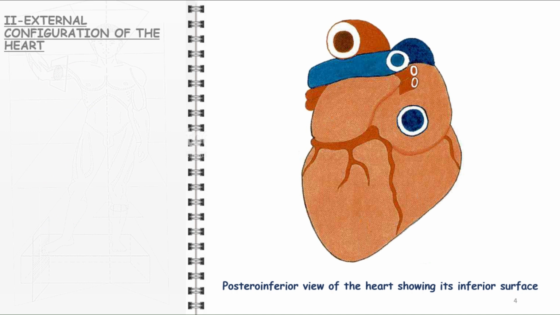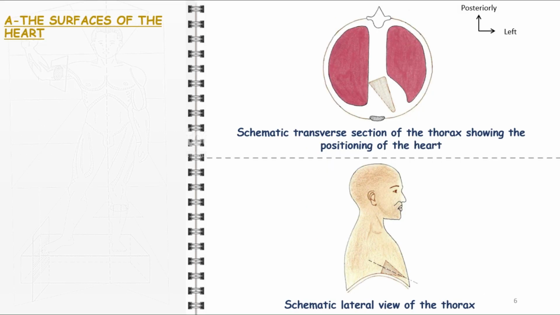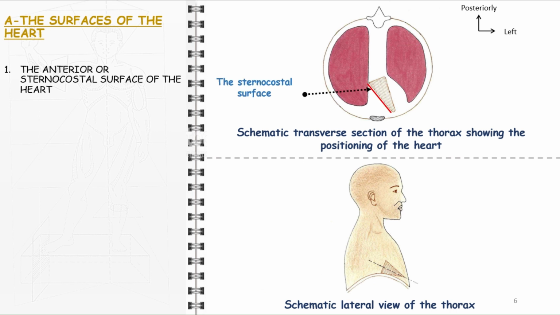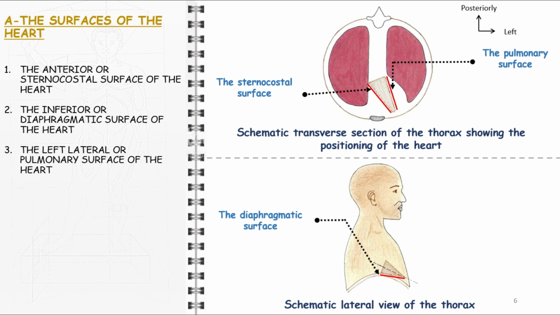Let's detail now the external configuration of the heart. Due to its shape, the heart has 3 surfaces, 3 borders, a base, an apex, sulci, and auricles. The 3 surfaces of the heart are the anterior or sternocostal surface, the inferior or diaphragmatic surface, and the left lateral or pulmonary surface of the heart.